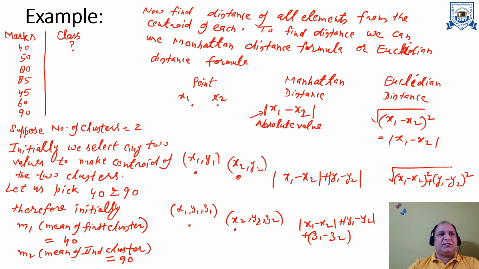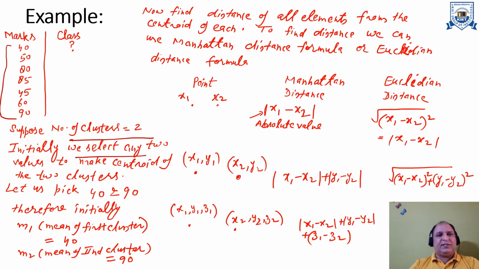So for example, suppose we have the marks of different students. These are the marks. Now we want to make groups of these marks, and here the class attribute is not given, so this is unsupervised learning because we do not have a class attribute. Now suppose we want to divide this data into two groups, so the input is: number of clusters is 2.